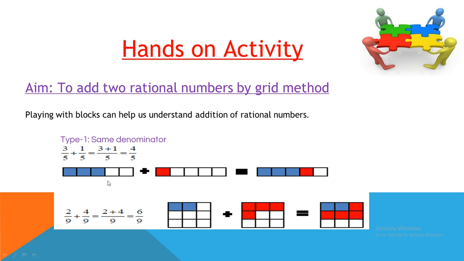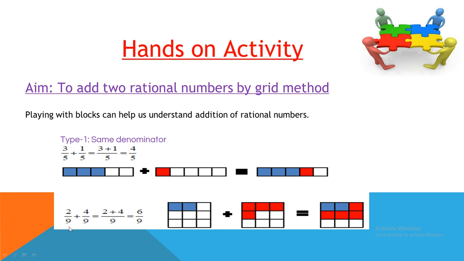Okay. We have to add them together. So how do we add them? This is 3 blue and 1 red. So 3 blue and 1 red out of 5. So we'll get 4 upon 5. Another example. Now we'll take 9, a 3 cross 3 grid, which means our denominator is 9. So we take a 3 cross 3 grid. So 2 by 9 plus 4 by 9.